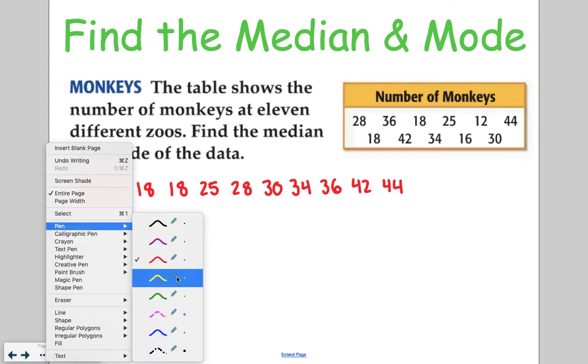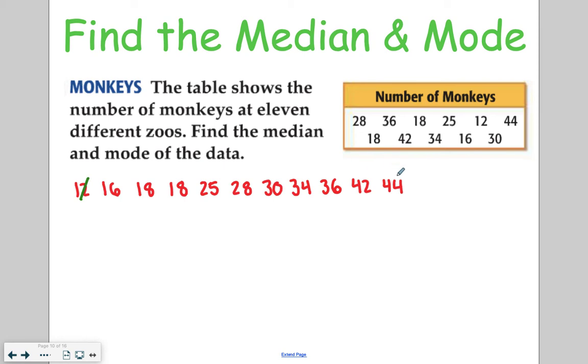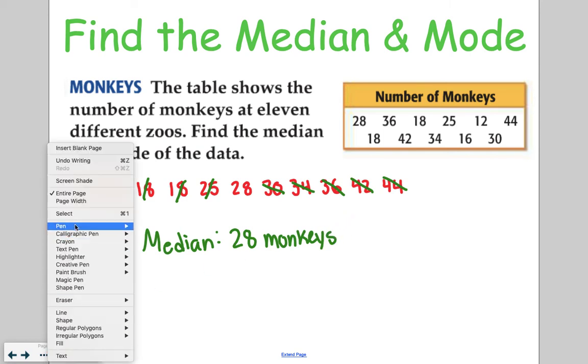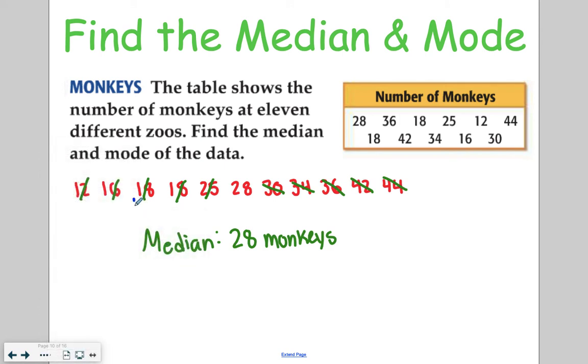Now, to find the middle number, that median, I'm going to cross off the biggest and the smallest, biggest, smallest, biggest, smallest, biggest, smallest, biggest. So your median is what's left over in the middle, which is 28. So there's a median of 28 monkeys at the zoo. The mode is looking for the number which occurs most frequently. In this case, that's going to be 18, because that is the number that is repeated twice. So the mode is 18 monkeys.